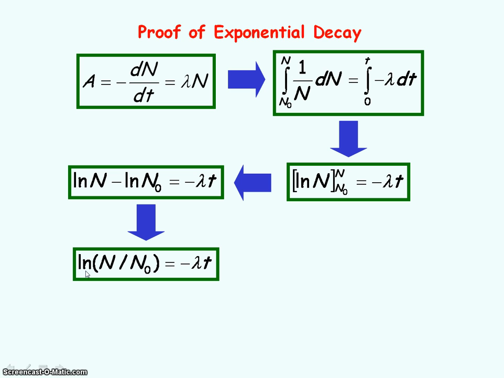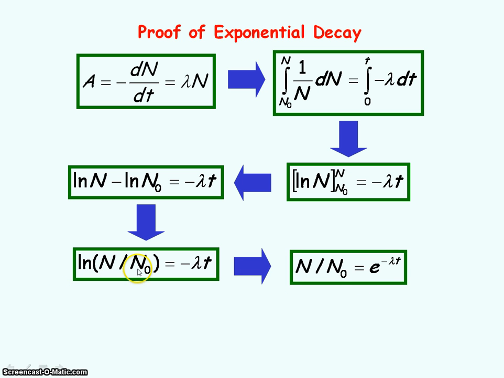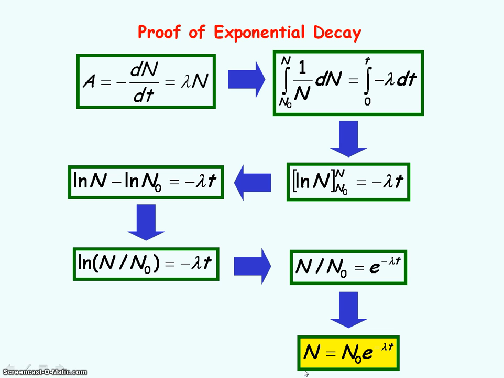And then to remove the natural log, we will take an exponential. So N divided by N0 will equal the exponential of minus lambda t. And so you can see we get our exponential decay equation where N equals N0 e to the minus lambda t.